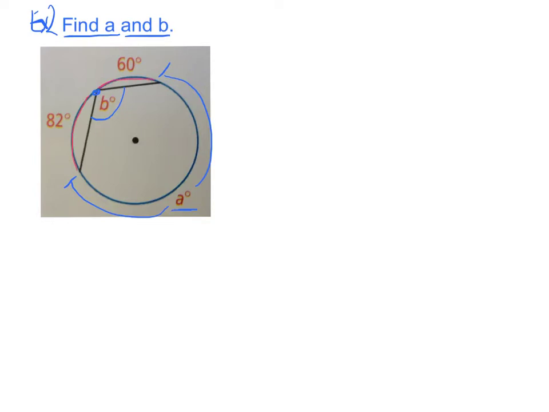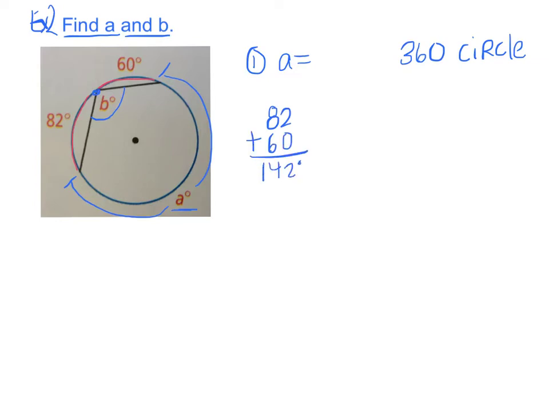So what I'm going to try to do right now is find out what's left inside of this circle. Now a circle adds up to 360 degrees, so the first thing I'm going to do is ask myself how much of the circle is left to find my measurement for A. So I know that I have 360 degrees in a circle, and I have 82 and 60 degrees already used up. That's 142 degrees. So if I subtract these, I should be able to find A. So let's go ahead and subtract. Let's see, I have 218 degrees is A, that arc.